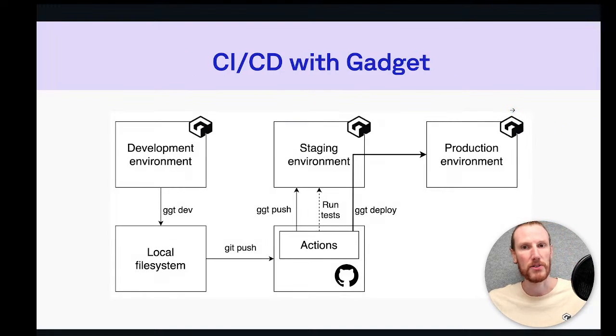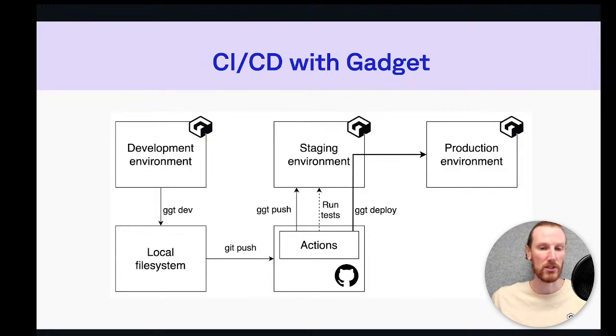There we go. So CI/CD with Gadget. So this is what we're going to be doing. Now that you can have unlimited development environments, we can take advantage of this to create a staging or CI test environment. And so what I'm going to do is take my normal development environment, my personal environment. I'm going to use GGT Dev to pull everything down to my local machine.